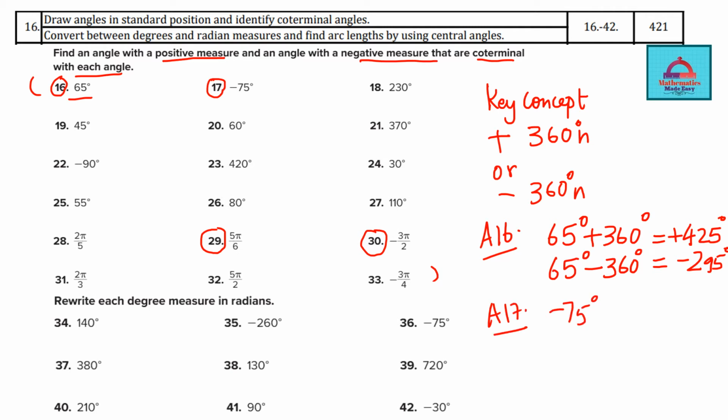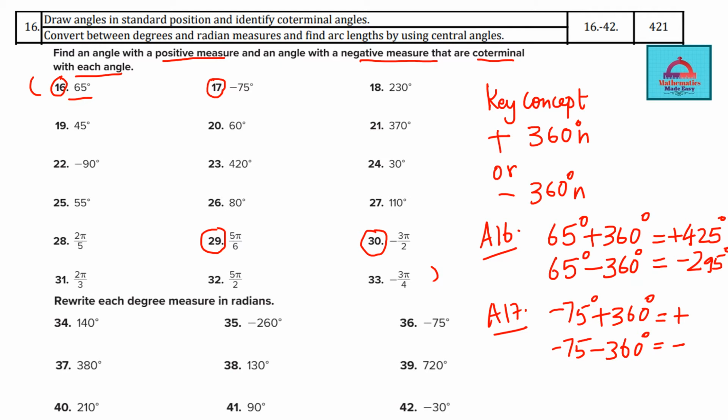Now a negative angle is given, so you add 360, you get one angle which is positive, you subtract 360 and you get an angle which is negative. So you can do this calculation, and that's how question 16 and 17 will be done.